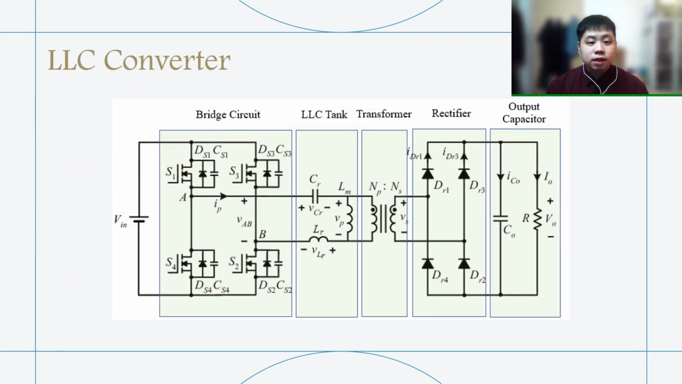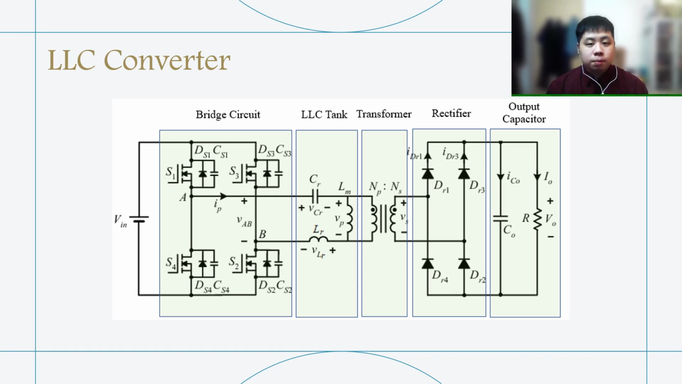An LLC converter is a DC to DC converter, and it consists of three main parts. Number 1, the bridge circuit at the input. Number 2, the LLC tank with a transformer. And number 3, the rectifier with a filter capacitor at the output.